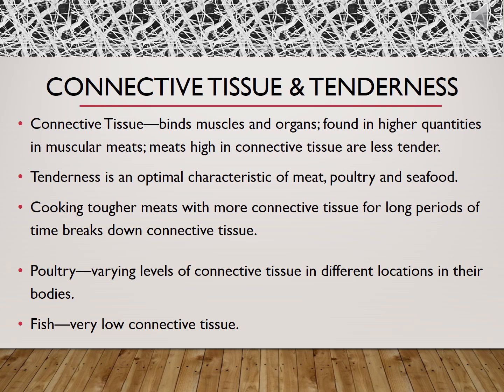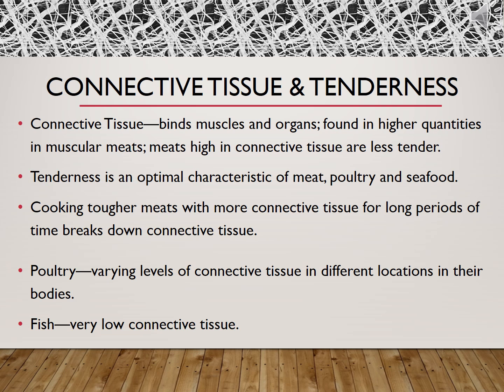So tenderness, regardless of whether you're eating a meat that has large amounts of muscle or protein, is always going to be an optimal characteristic of meat, poultry, and seafood. Because we still are going to eat meats that have lots of muscle and lots of connective tissue, we have to figure out a way that's going to be effective at cooking them and creating tenderness in these meats.